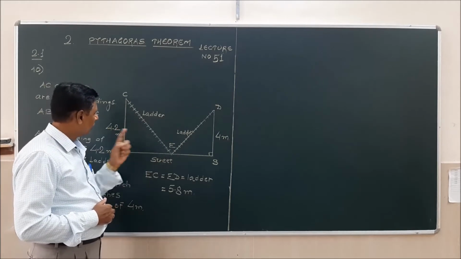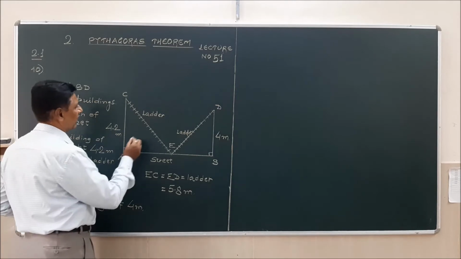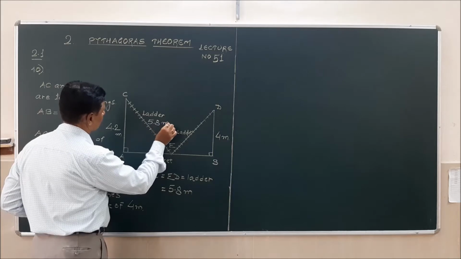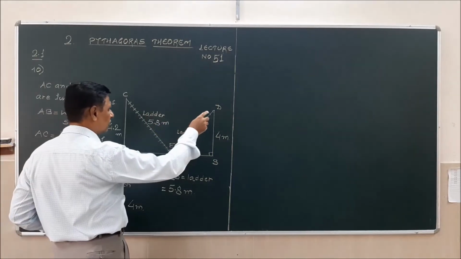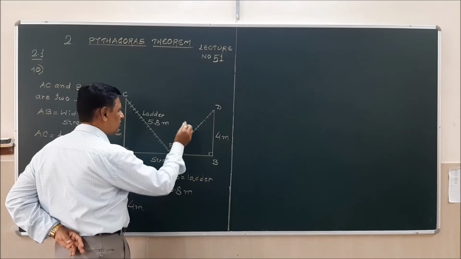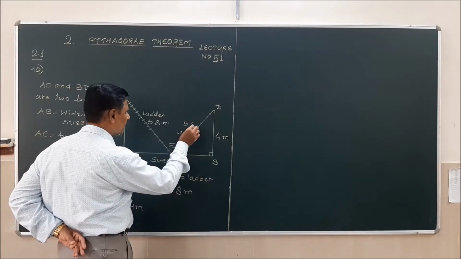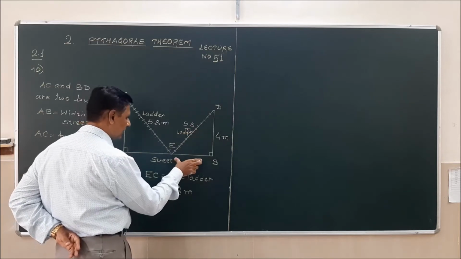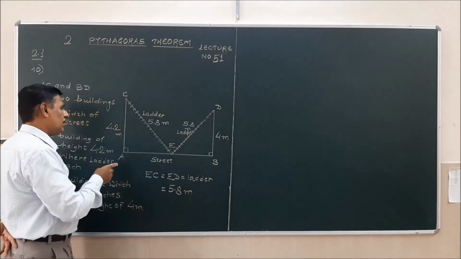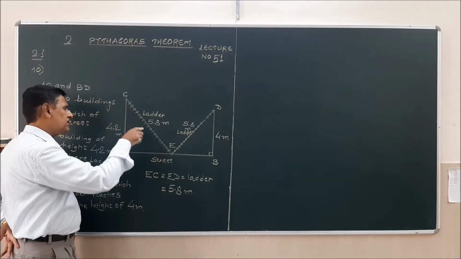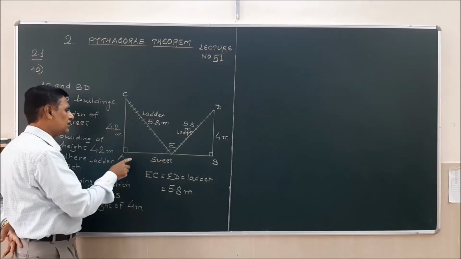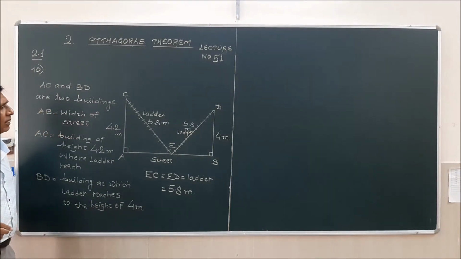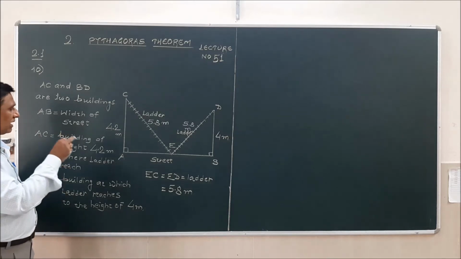Reason being that I know the length of the ladder is 5.8 meter. As well as this side also I have to get BE, because here also it is 5.8. If you know this, you can surely get B. In the same way, if you know EC, if you know AC, you can surely get A. Clear? Now I am going to apply the theorem of Pythagoras to triangle CAE.